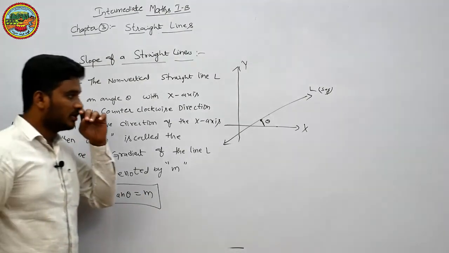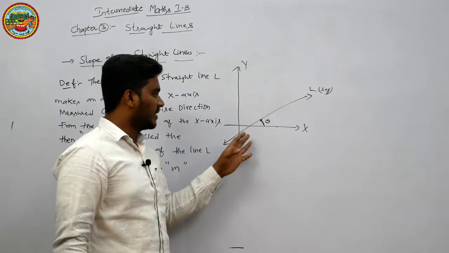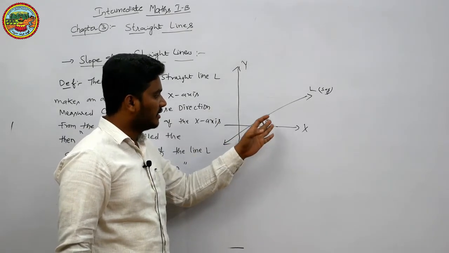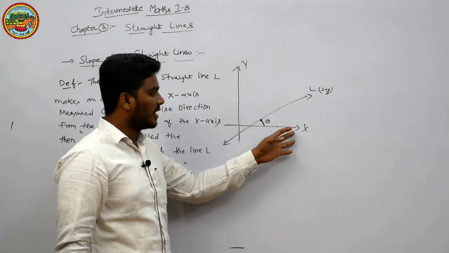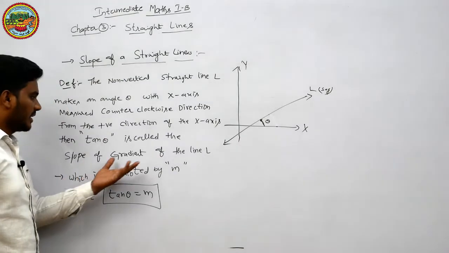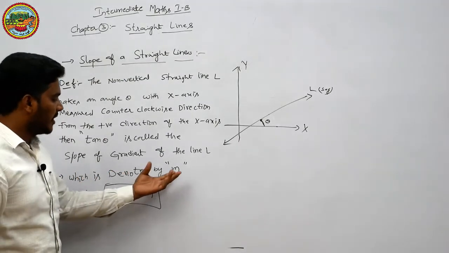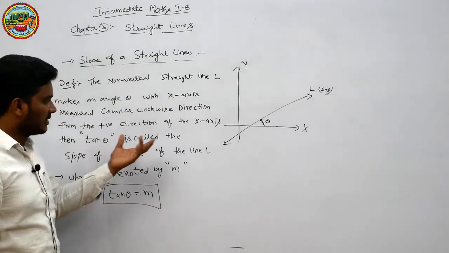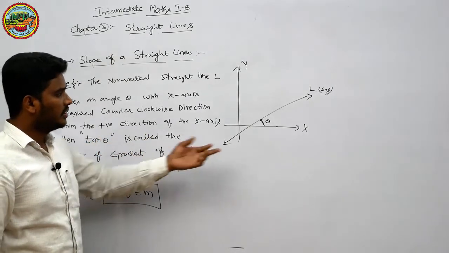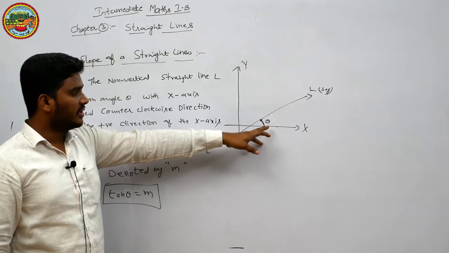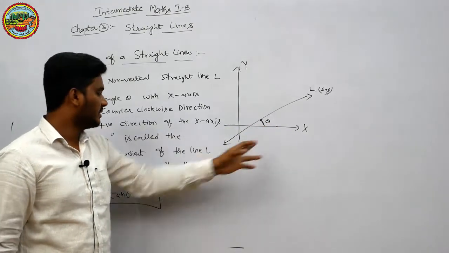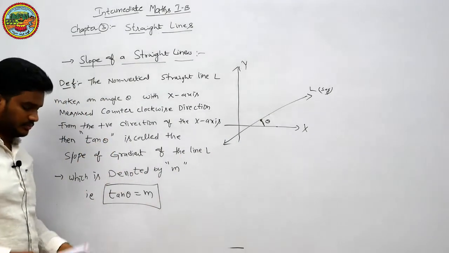So in a plane we have taken x-axis and y-axis. A line which makes an angle theta with the horizontal line x-axis gives the slope of the straight line, or the slope of the gradient line L, which is denoted by m. So that theta is taken as tan theta, which means the angle of inclination of the line with the x-axis, the horizontal line, is taken as tan theta.